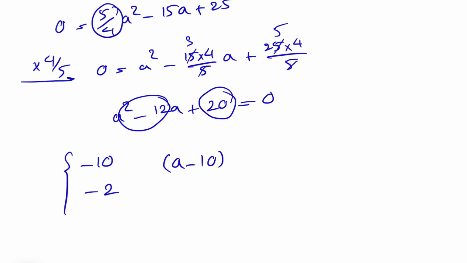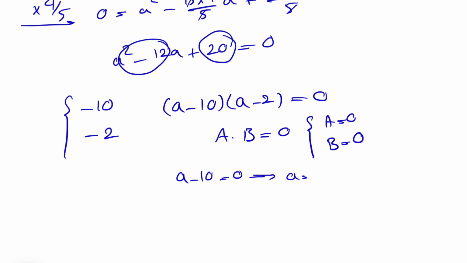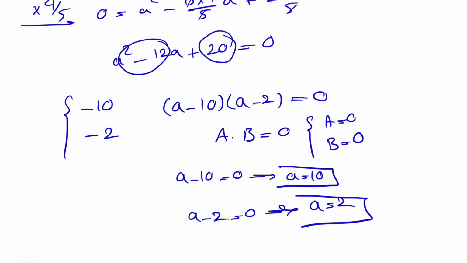So we can write this down as (a minus 10) times (a minus 2) is equal to 0, and now we have A times B equal to 0. So A can be 0 and B can be 0. So a minus 10 is equal to 0, a will be 10, one answer, and a minus 2 is equal to 0, a will be 2. Okay, now we found two different answers, but let's just get back to the question.